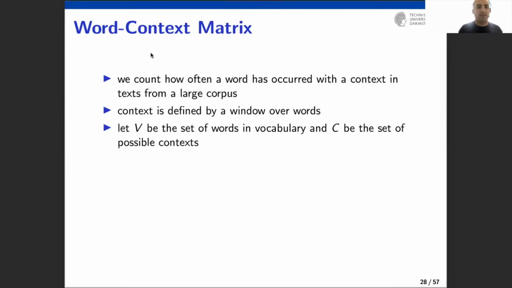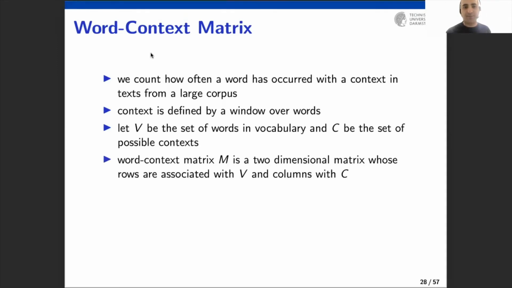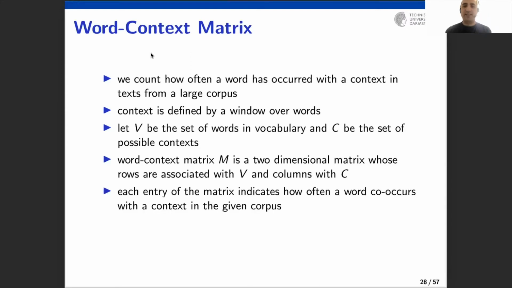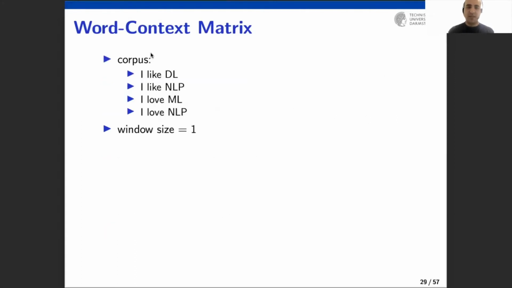So let the vocabulary set V be the set of words in the vocabulary, and C be the set of possible contexts. The word context matrix M is a two-dimensional matrix whose rows are associated with V and columns with C. Each entry of the matrix indicates how often a word occurs with a context in the given corpus. This matrix is also known as a co-occurrence matrix.